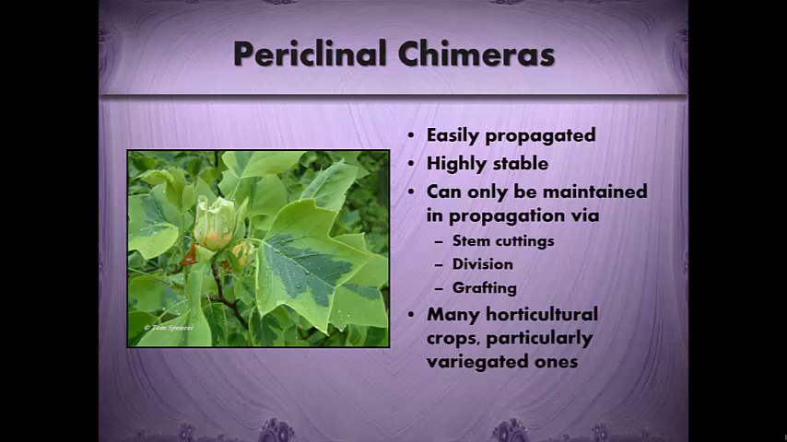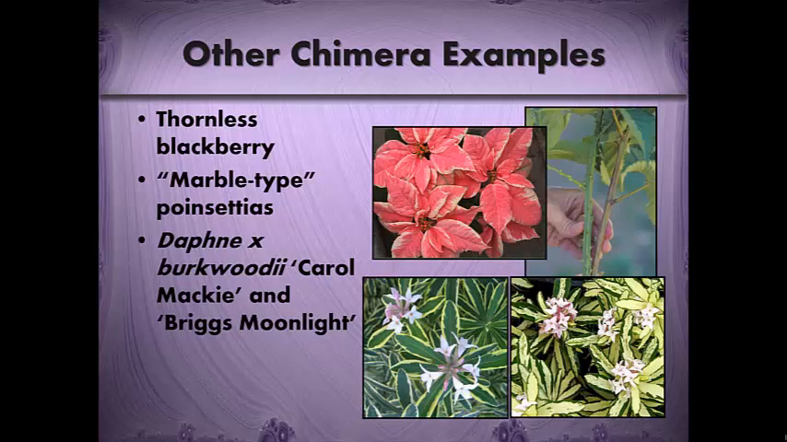giving it that lighter coloration. So here are some more examples of horticultural crops that are chimeras. Again, your thornless blackberry, which makes sense. That's still an L1 mutation because the thorns are on the outermost layer of tissue on that plant. All right, so thornless blackberries and raspberries. Marble type poinsettias, like the pink one shown here, it's very similar to what you get with leaf variegation, so those are typically chimeras.